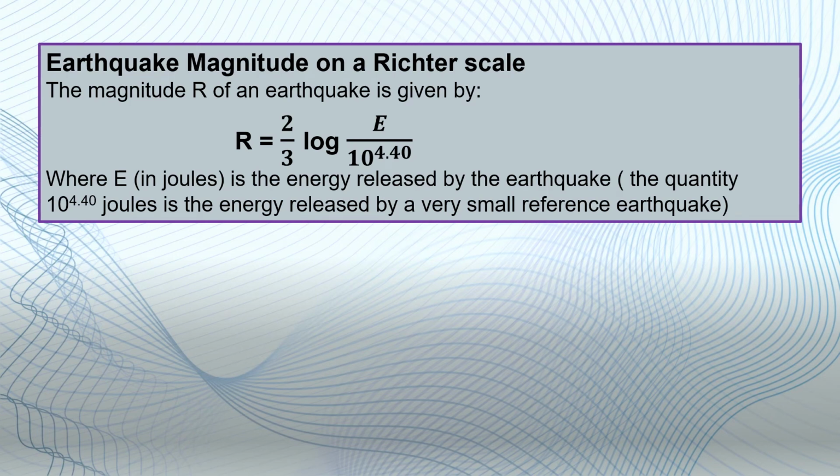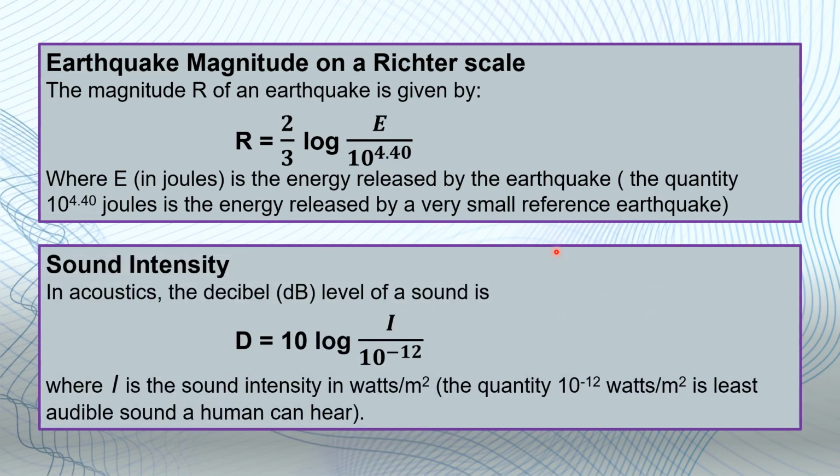Logarithm in earthquake magnitude on a Richter scale. The magnitude R of an earthquake is given by R equals 2/3 logarithm of E over 10 raised to 4.40, where E in joules is the energy released by the earthquake. The quantity 10 raised to 4.40 joules is the energy released by a very small reference earthquake.